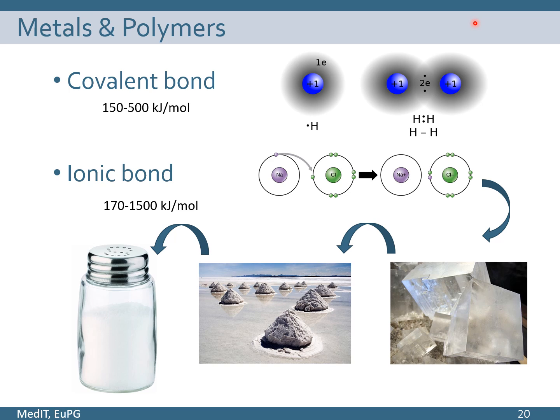So the two types of bonds we have just seen, the covalent bond and the ionic bond, are both strong bonds. It takes a lot of energy to break them. As indicated here, it takes between 150 and 500 kilojoules to break 1 mole of covalent bonds, and between 170 and 1500 kilojoules to break 1 mole of ionic bonds. So we can see that it often takes even more energy to break ionic bonds than covalent bonds. So on average, the ionic bond is stronger than the covalent bond.